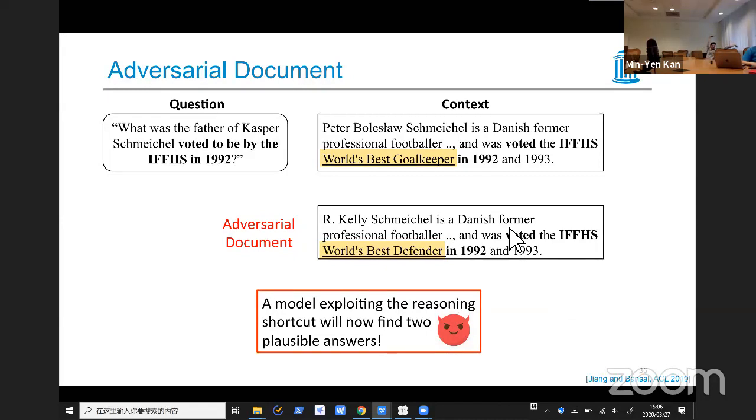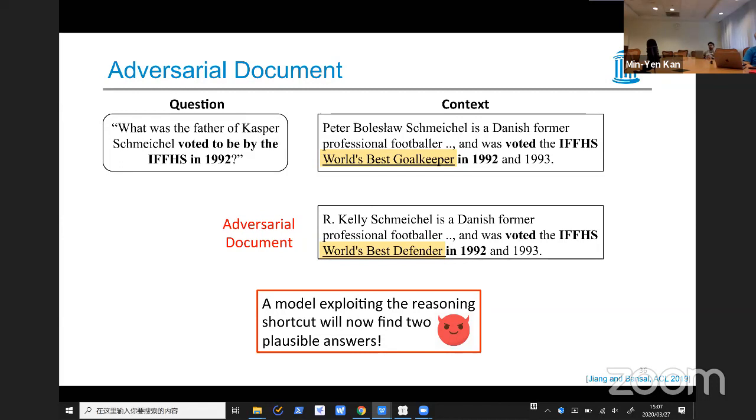For example, in these two contexts, they both have the keywords, IFFHS and 1992. Their keywords are the same, but the answers are different. So if the model does the shortcut, you will find that these two contexts actually look the same for the model. So in this case, the model cannot cheat. The model must do the multi-hop reasoning that you expect it to do.